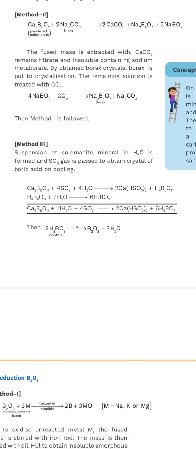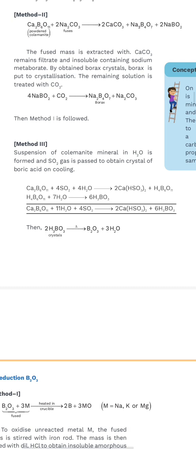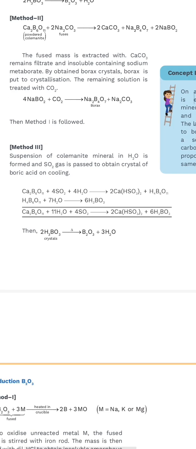In method 3, suspension of colemanite mineral in water is formed and sulfur dioxide gas is passed to obtain crystals of boric acid on cooling. So this is the reaction.